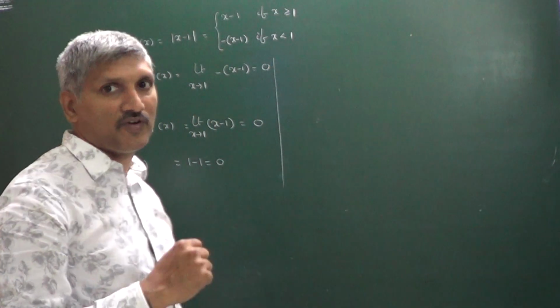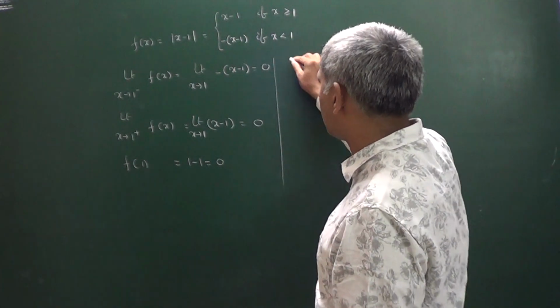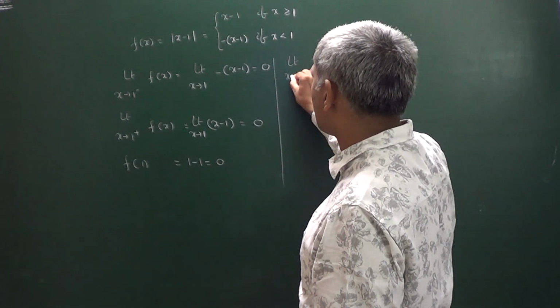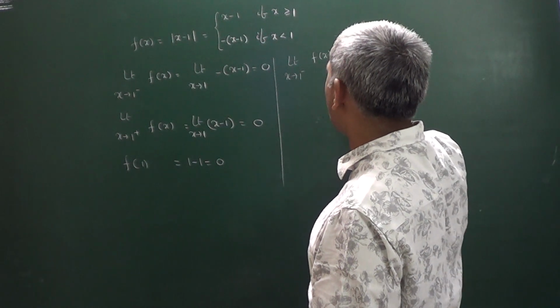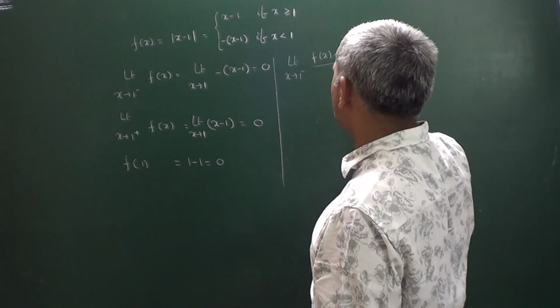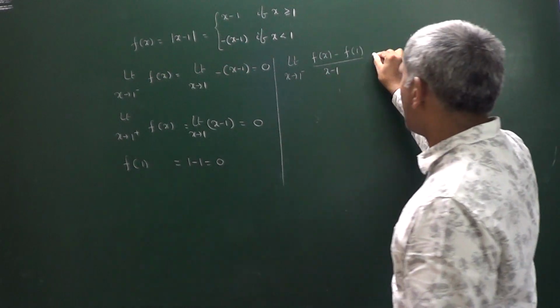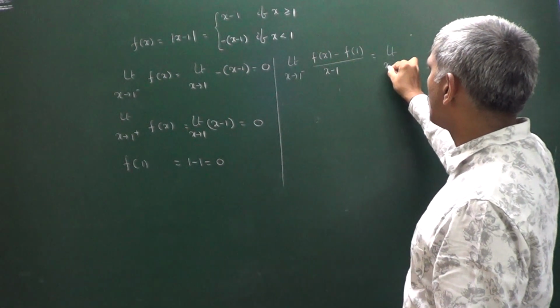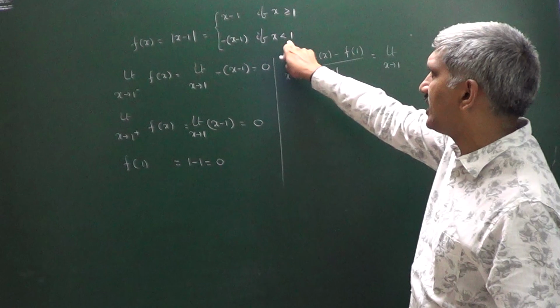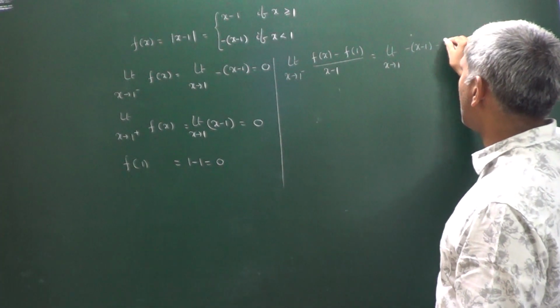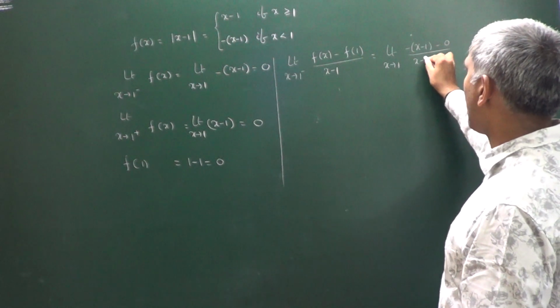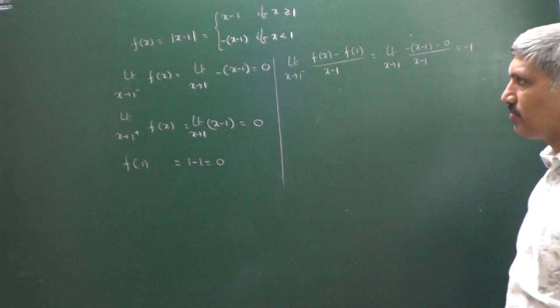Next, I am checking the differentiability at x equals 1. So this is the way to check. Limit x tends to 1 minus of f of x minus f of 1 divided by x minus 1 is equal to limit x tends to 1 minus. 1 minus means less than 1. The function is minus of x minus 1, minus f of 1, whose value is 0, divided by x minus 1. So we got minus 1.